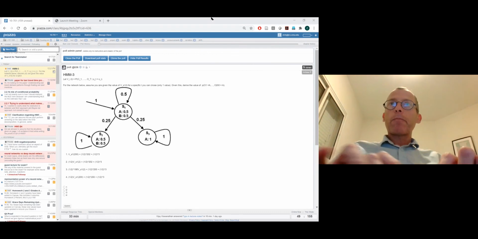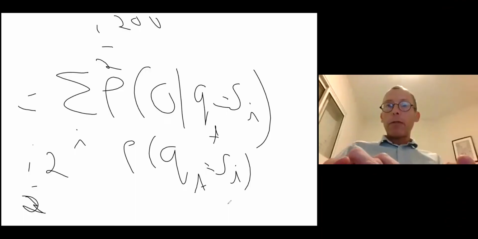Ziv, there's a question here. Someone's asking if you could explain why, to derive P of O, we only need the V of state 2, time 2. No, I didn't say that. So let's see if I have it. V of S1, 2.